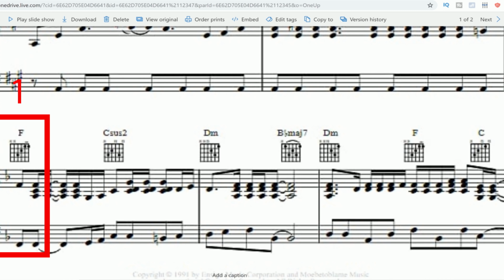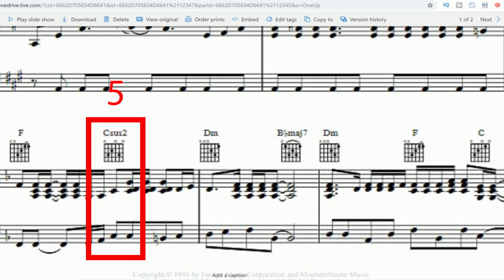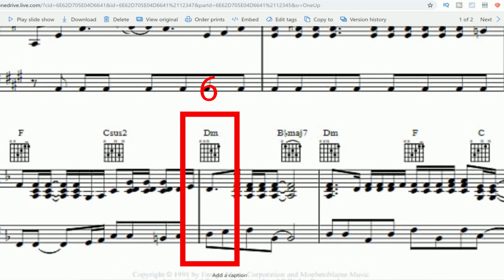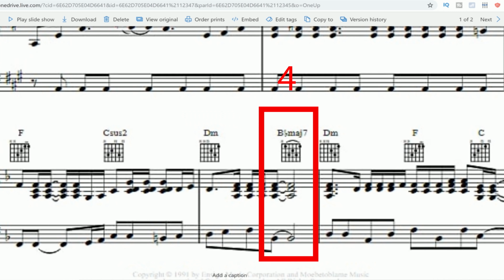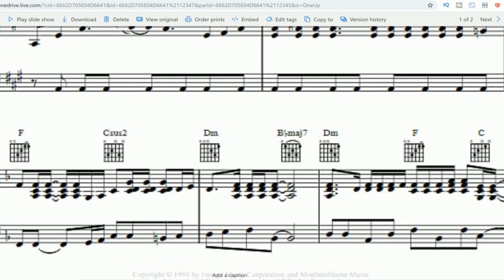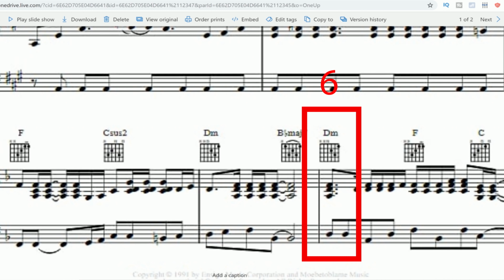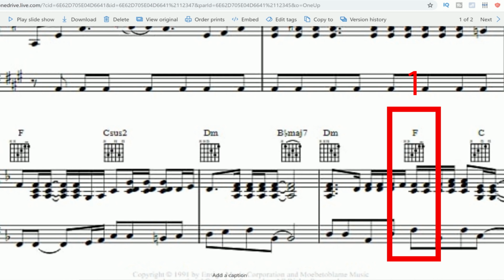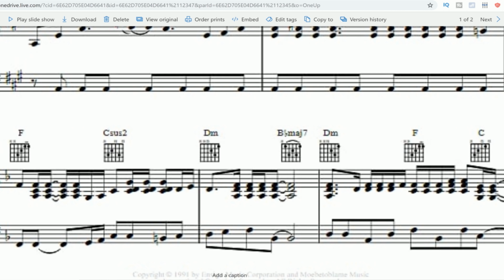And then C major, minor, and then B flat major. Oh geez, I remember this song a lot from the 90s. And then D minor, and then F major again. Wait, so we've repeated the progression. And then C major there. What you're going to find a lot is that these progressions repeat over and over again throughout the piece.